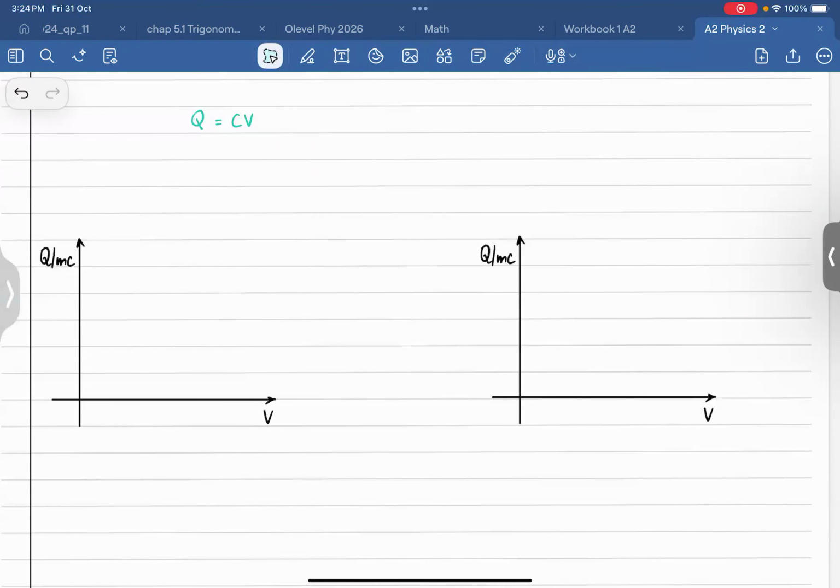Yes, anybody? Can anybody suggest how the graph looks like? Anyone? Nobody, no one.